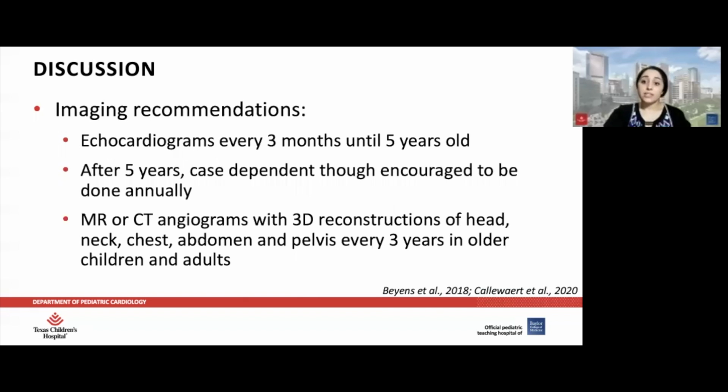And while our study demonstrates relatively stable z-scores, it is important to do serial imaging. The current recommendations state that echocardiograms should be completed every 3 months until the child is 5 years old, and after 5 years old may be case dependent. However, it is strongly encouraged that echocardiograms be done at minimum once a year to not only monitor the progression of the aortic root, but also to monitor the associated arterial tortuosity and arterial stenosis that may occur. And finally, each child should have a baseline MR or CT angiogram with 3D reconstruction of the head, neck, chest, abdomen, and pelvis, and every 3 years after that.